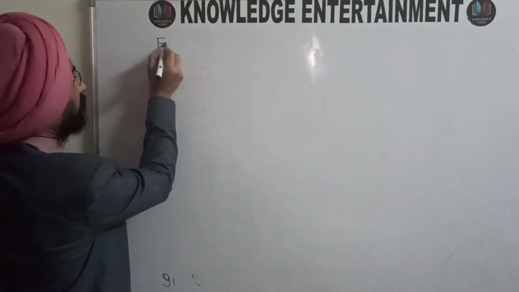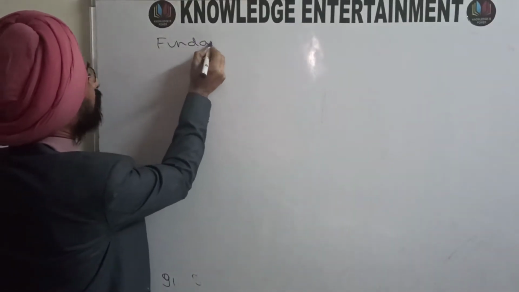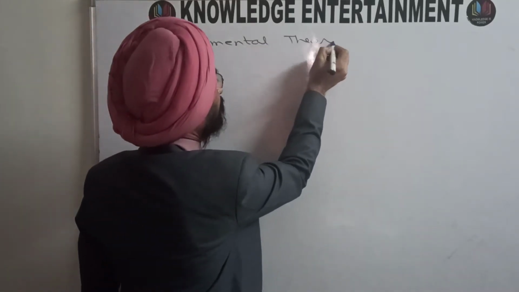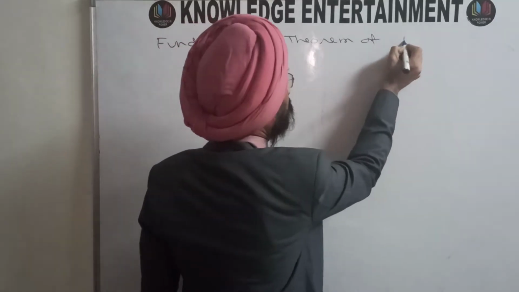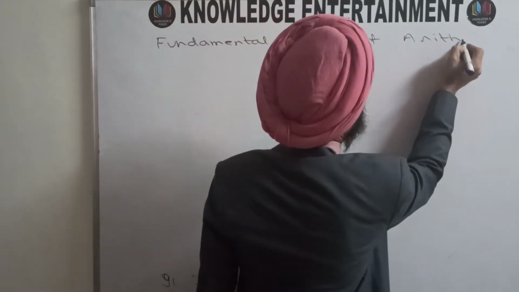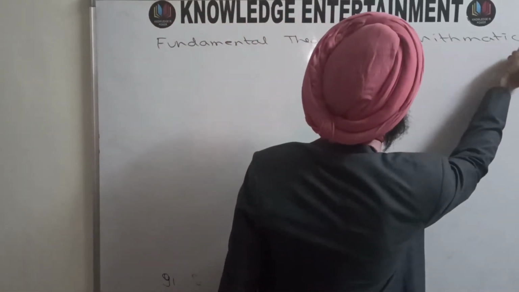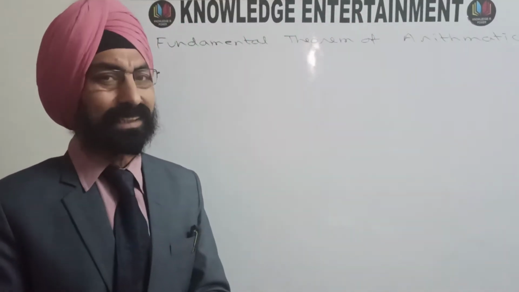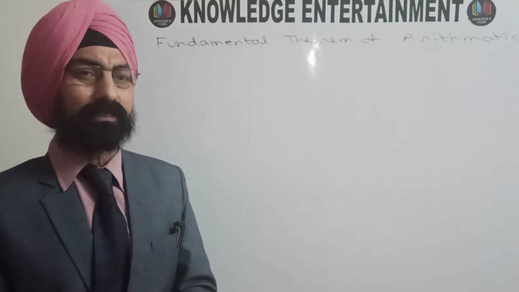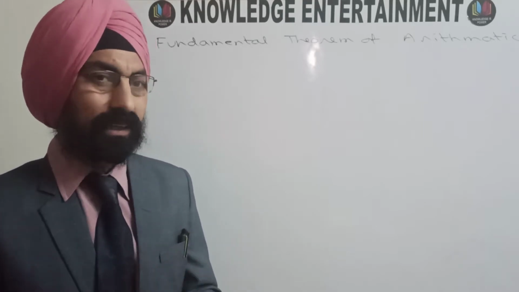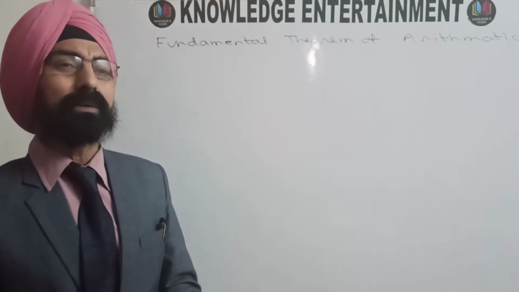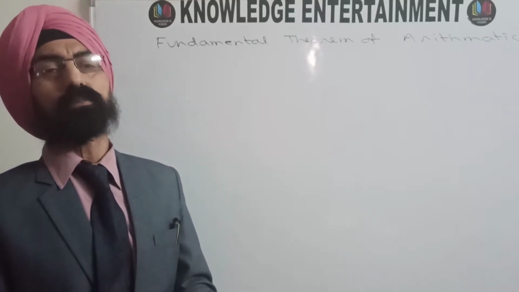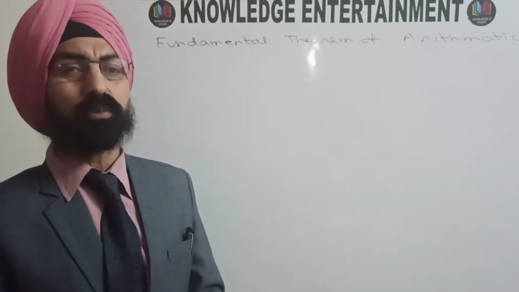So first write the name, that is fundamental theorem of arithmetic. What it says, fundamental theorem of arithmetic says that every positive integer greater than 1, obviously, can be uniquely expressed as a product of powers of primes.